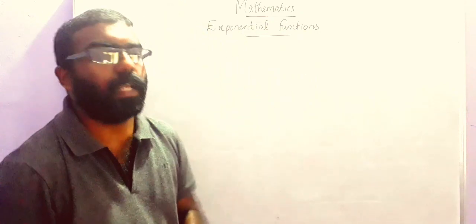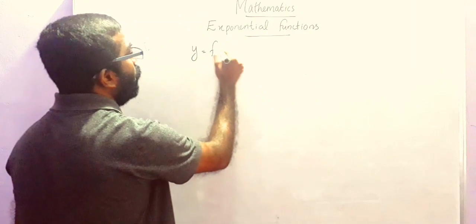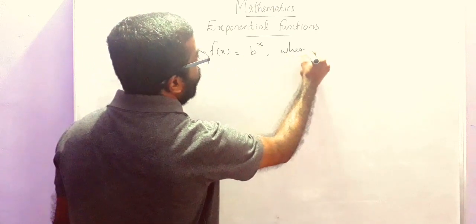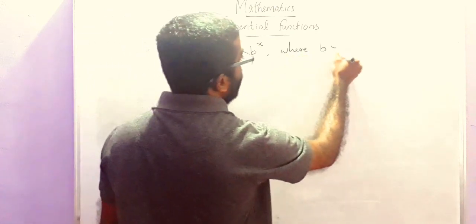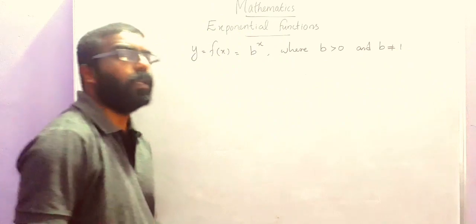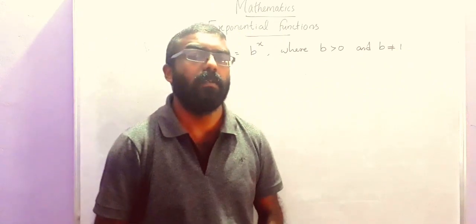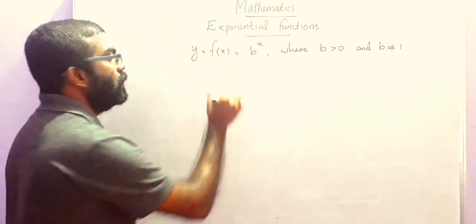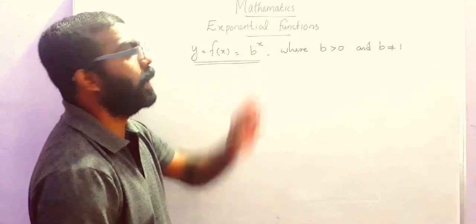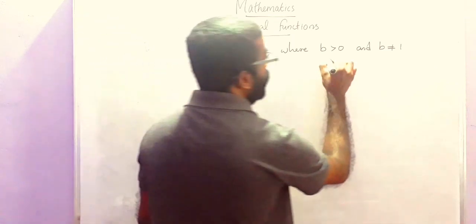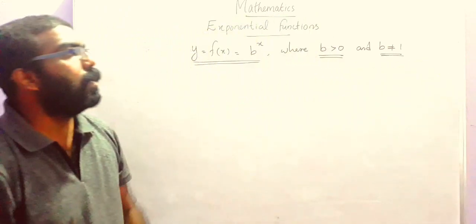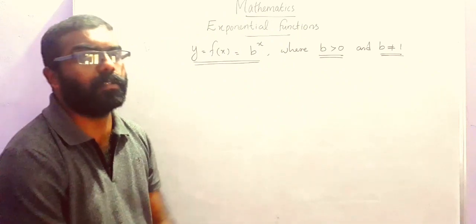The functions of the type y = f(x) = b^x, where b is greater than 0 and b is not equal to 1, are called exponential functions. Once again, the functions of the type y = f(x) = b raised to the power x, where the condition is b greater than 0 and b not equal to 1. Why is there a condition like that?